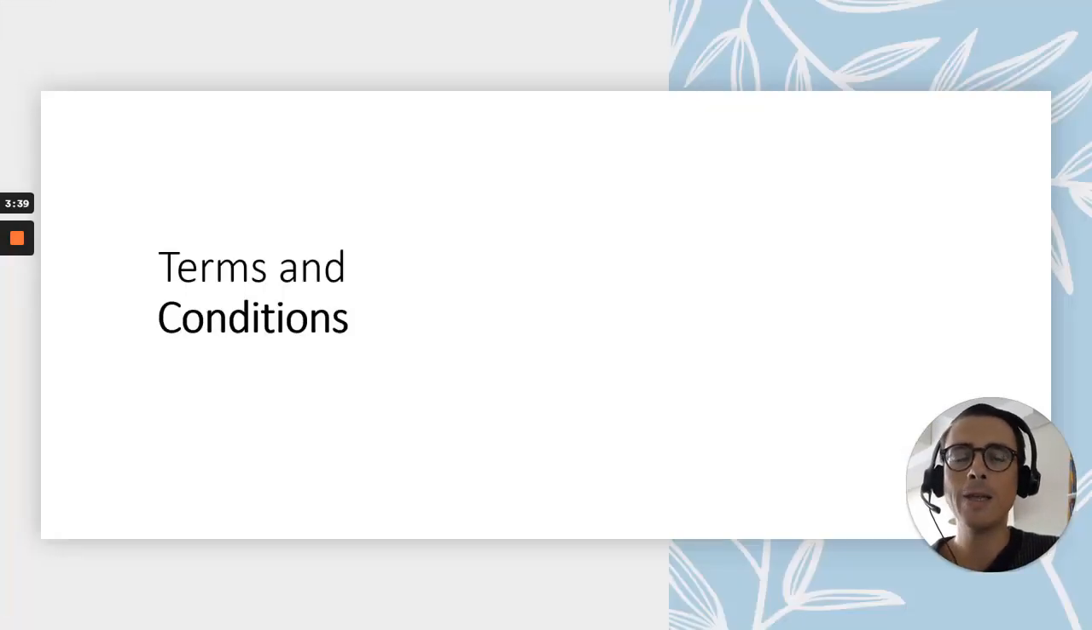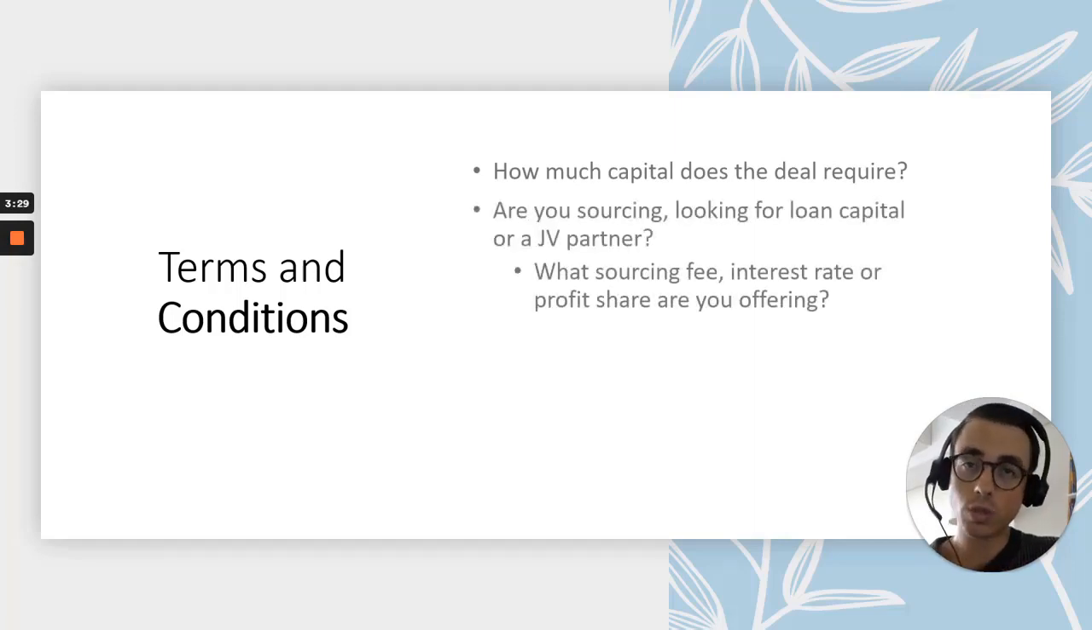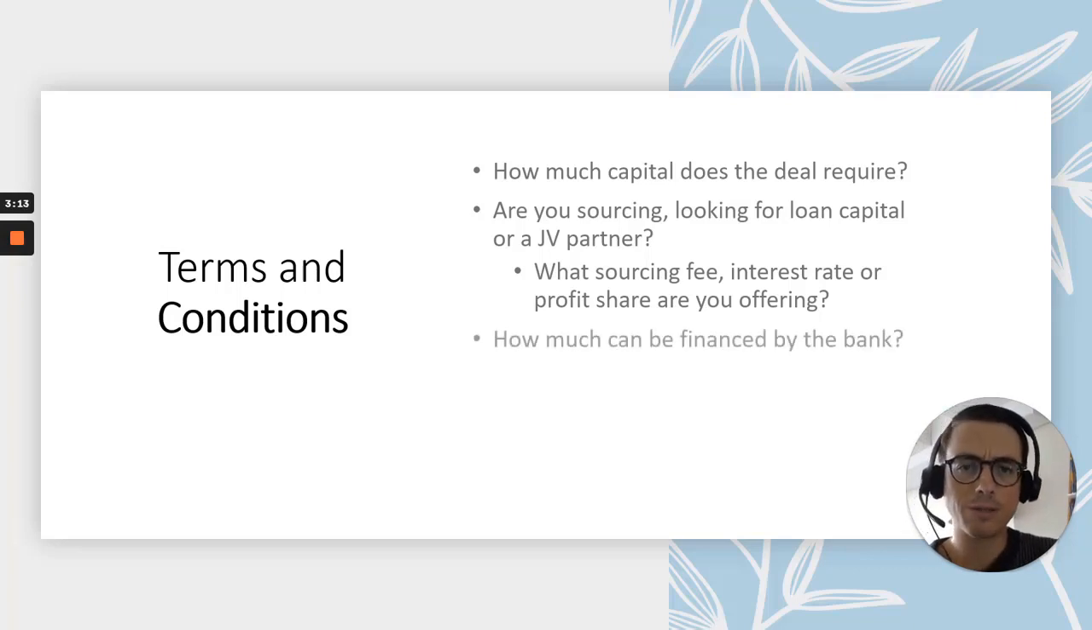And then finally, and most importantly, explaining the terms and conditions of this proposal. So, how much capital specifically do you need from me as the investor? Are you looking at sourcing this deal to me? Are you looking at asking for a loan? Or do you want me to jump on as a JV partner? And if that's the case, what is the sourcing fee? What interest rate would you give me if I give you a loan? And what would the profit share and my specific return be on the profit and the capital that I inject?